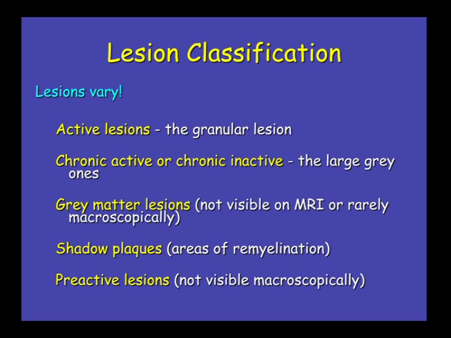There are also the chronic active or the chronic inactive lesions, and these are large grey areas, what we call the grey ones. There are also grey matter lesions, so MS doesn't only affect the white matter, it also affects the grey matter. We can also see what we call shadow plaques, and these are areas of remyelination, so this is where the myelin is being repaired. And there are also lesions, what we like to term the pre-active lesions, and I'll tell you a little bit about those towards the end.